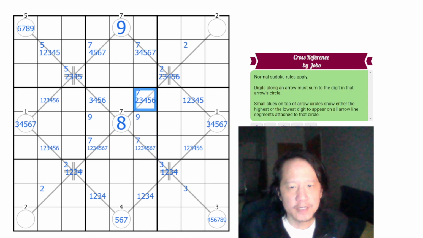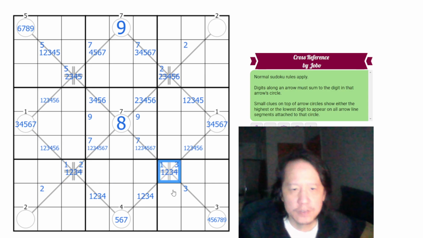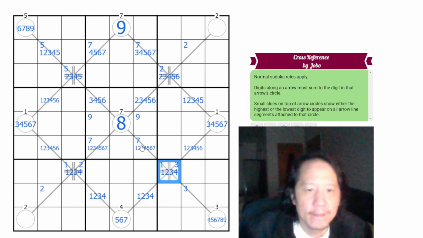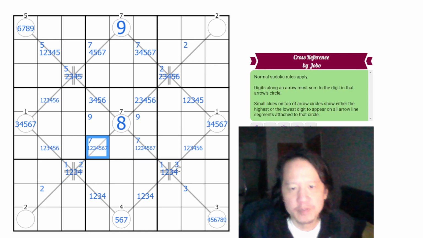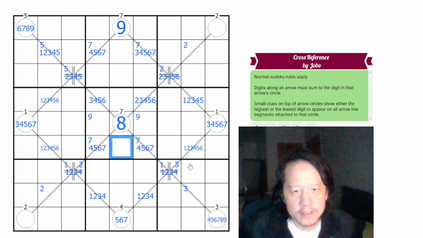Therefore, this can never be 7. So both of these have to be 7, which means one of these has to be a 1. We're not sure which. So one of these is 7, adding up to... Okay, yeah, these are 1 through 4, so these must be 4 through 7 then, to add up to 8.